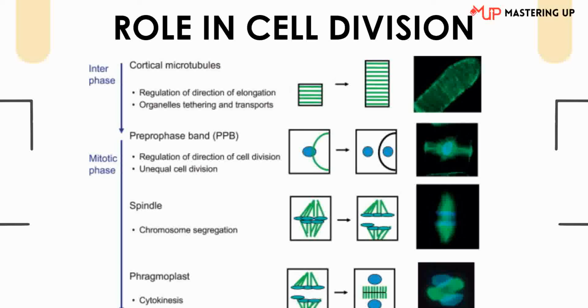The fourth stage is the phragmoplast. Phragmoplast is a microtubule and actin filament based structure that forms between daughter nuclei during cytokinesis. It guides the assembly of the cell plate, a structure that eventually develops into a new cell wall separating the two daughter cells. The phragmoplast directs vesicles carrying cell wall materials to the division plate, ensuring proper cell wall formation.